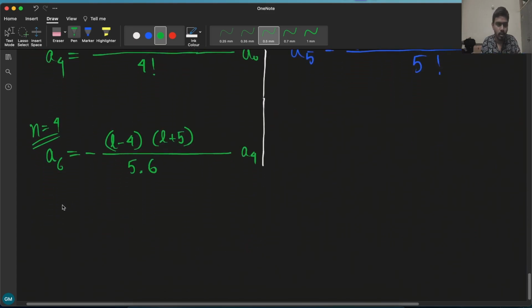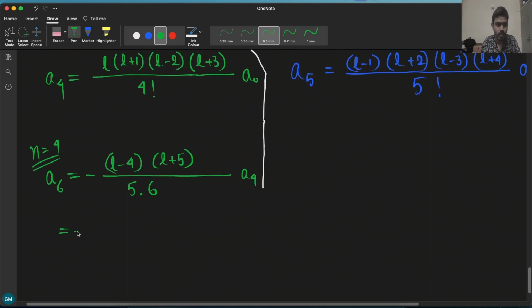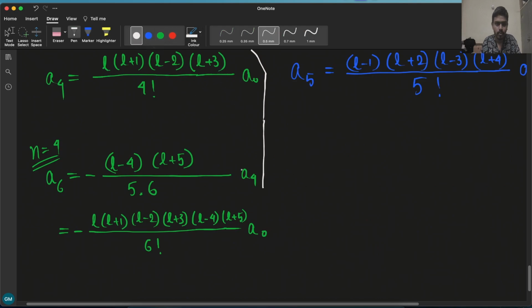Okay, and now if I put the value of a4, then it will be minus, in the denominator it will be 6 factorial, because there is 4 factorial times 5 times 6, so it is 6 factorial, and in the numerator we have l times l plus 1 times l minus 2 times l plus 3 times l minus 4 times l plus 5 times a0.